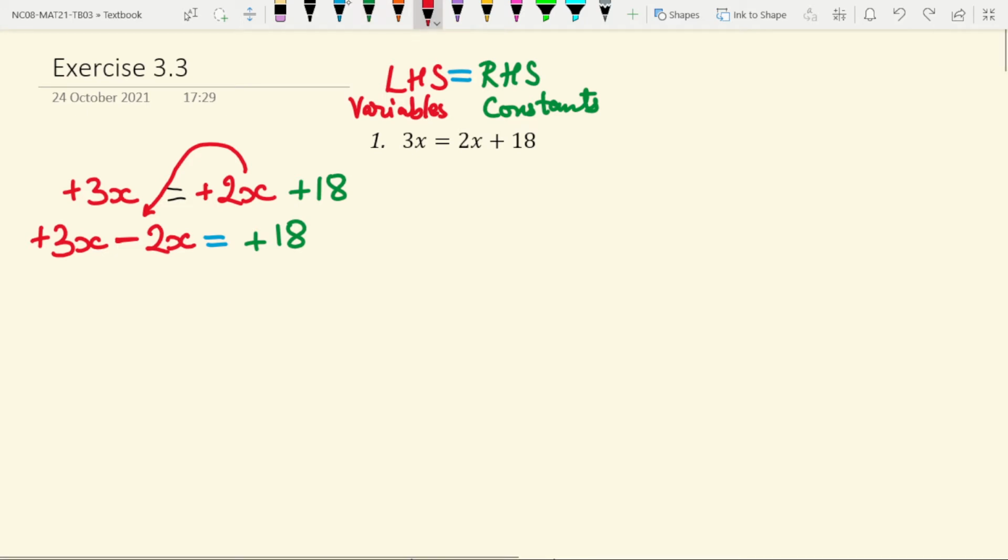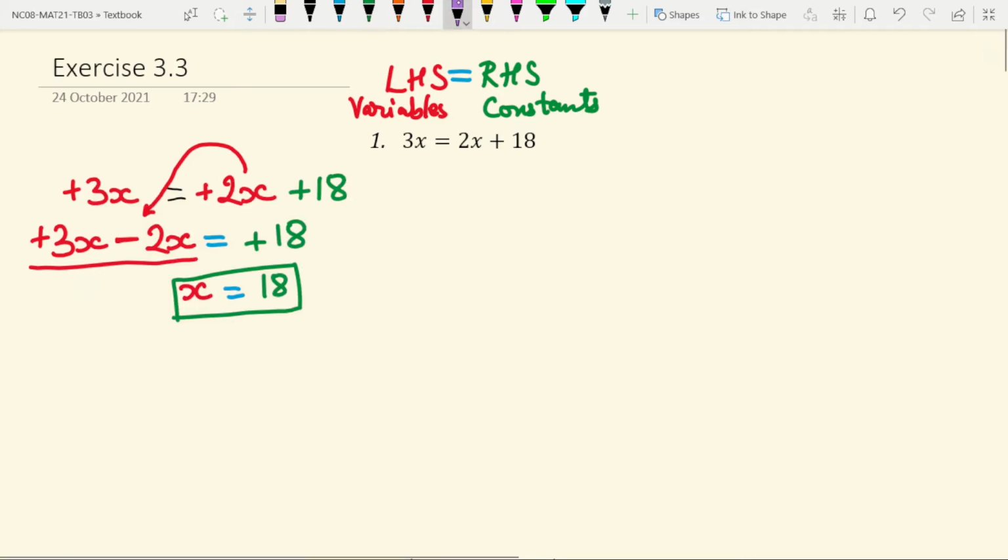Now, because I have separated all the unknown terms, the variables, and the constants, I have got like terms on the LHS. Plus 3x and minus 2x are like terms, so we can solve this. Plus 3x minus 2x is nothing but plus 1x. I can skip writing the 1, and also the plus sign, because if there is no symbol on the left of any quantity, then it is positive. So x is equal to 18 is our final answer.